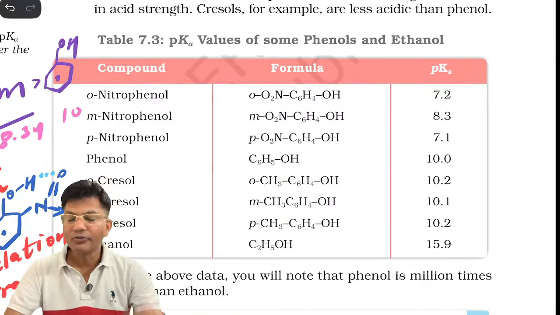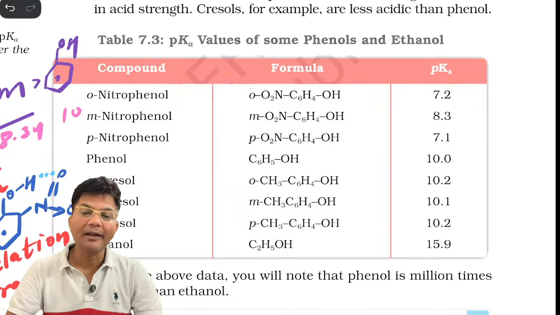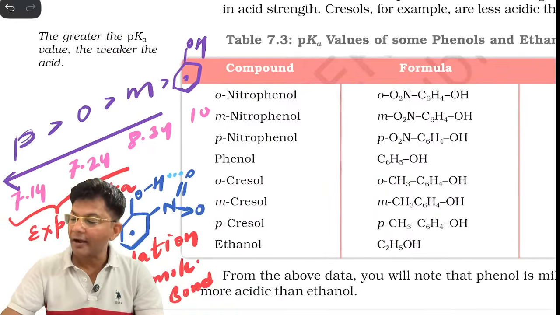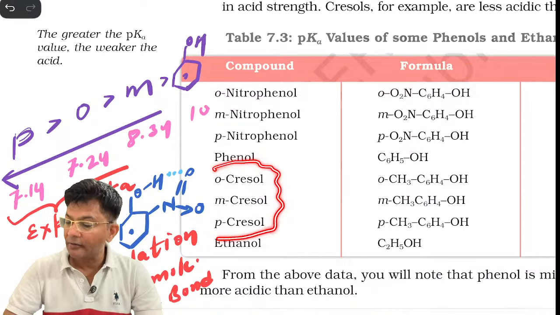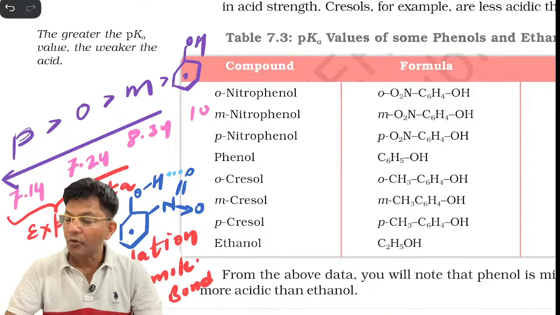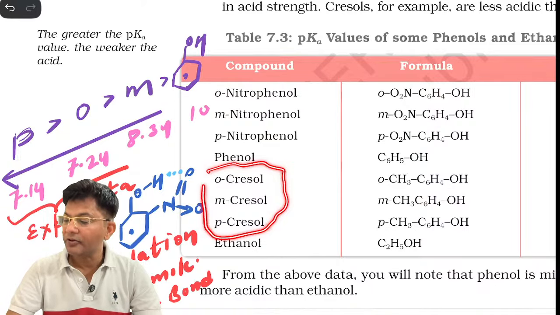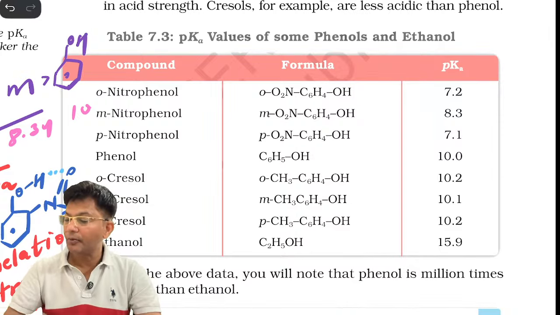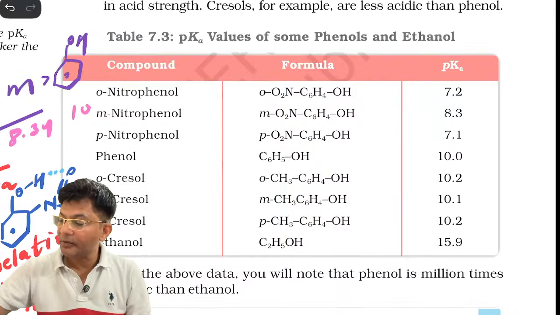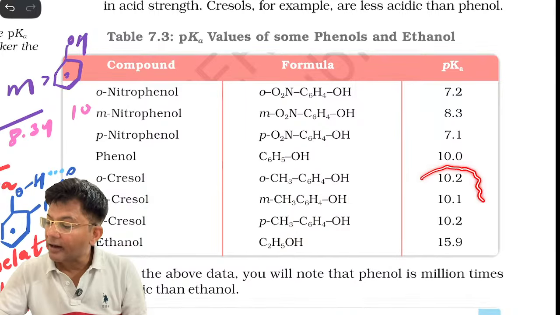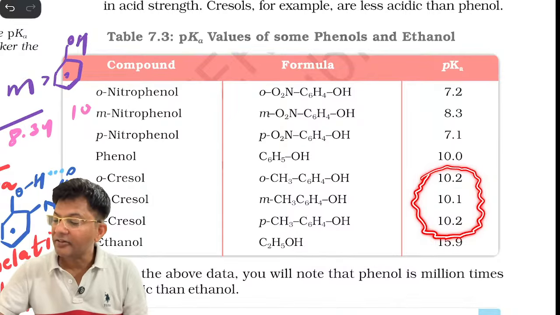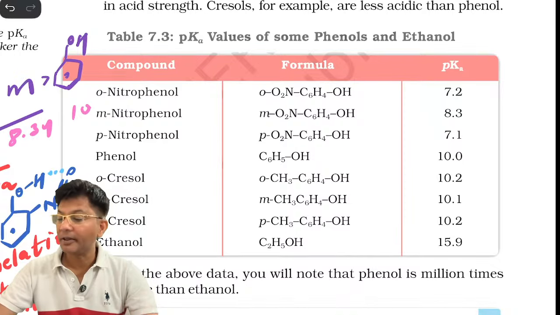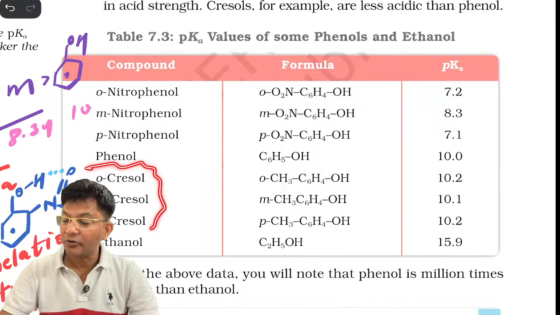What is cresol? Whenever you add a methyl group on phenol, it becomes cresol. Ortho, meta and para. Which do you think is supposed to be most acidic? Now see, if I talk about their pKa values, all of them are less acidic than phenol, because in phenol the ortho effect is not possible. Remember that in phenol there is no ortho effect.